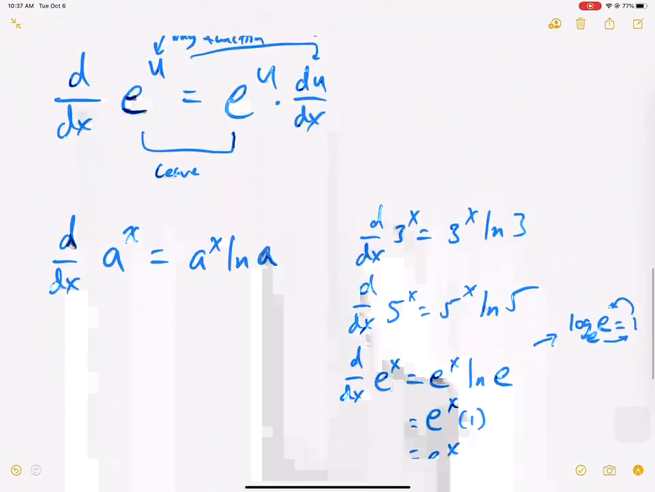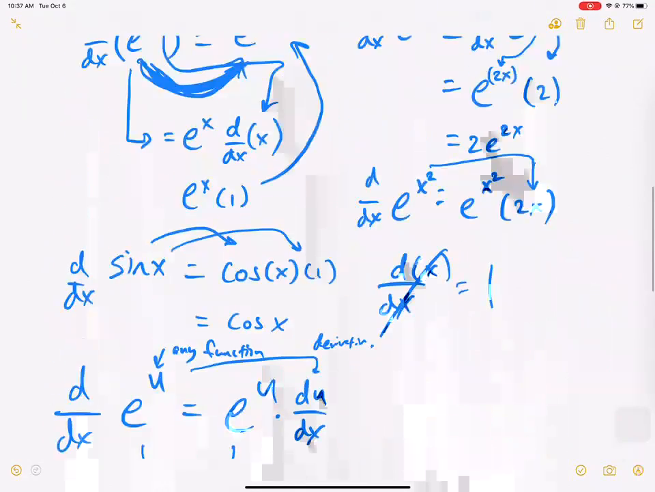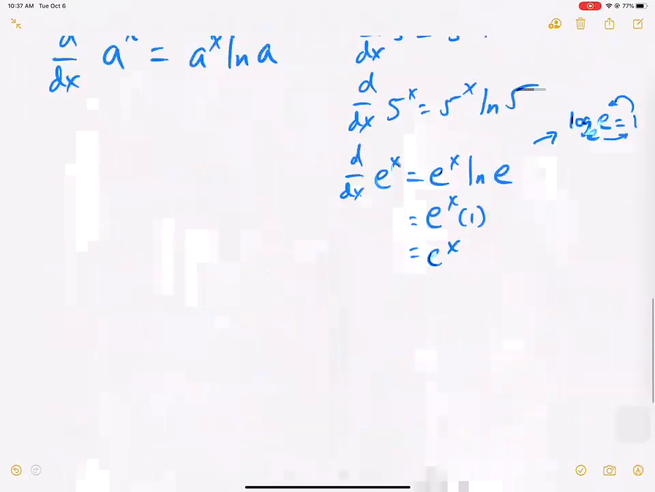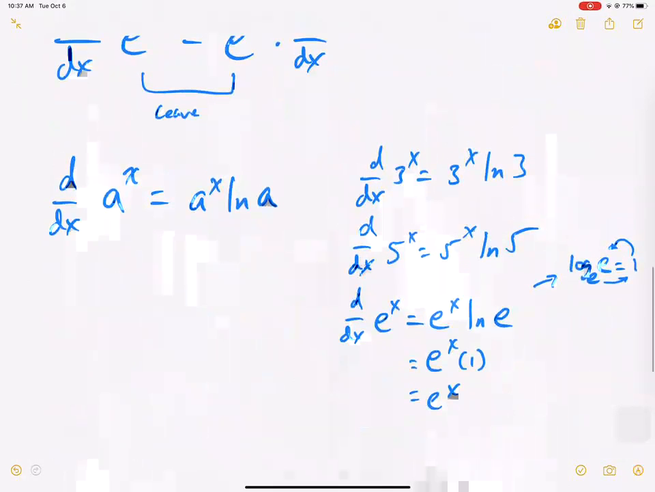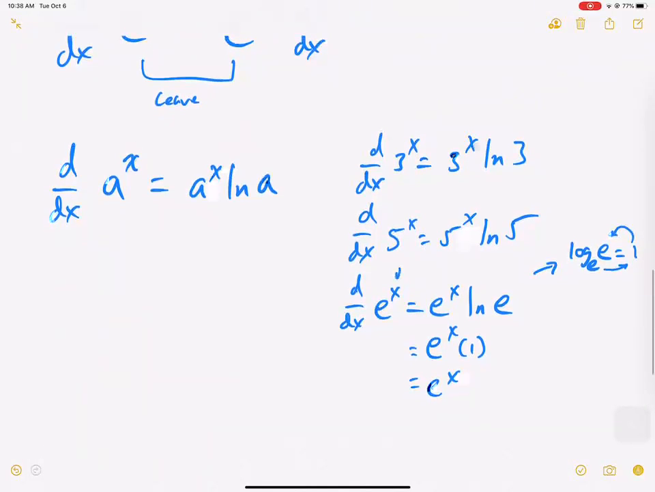Back to our original definition, which is kind of cool, I think. So the derivative of e to the x is really e to the x ln of e. And then what happens is natural log of e becomes 1. So that's why the derivative of e to the x is just e to the x.